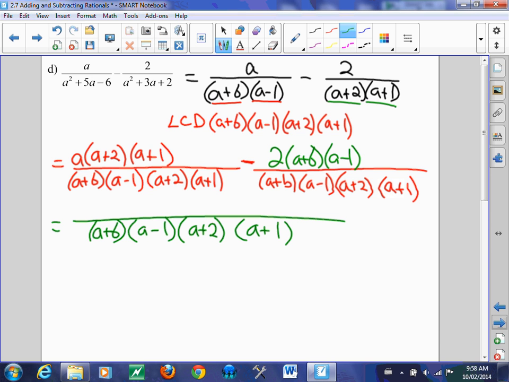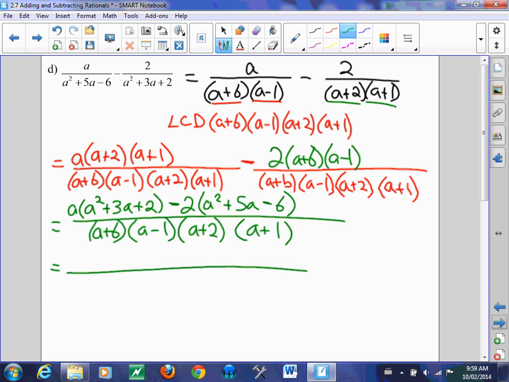All right, let's do some FOIL first. So we're going to have a squared, and then we've got plus a plus 2a, which is going to be plus 3a, plus 2, subtract 2 times, let's FOIL the second part out. It's going to be a squared minus a plus 6a is plus 5a. Minus 6. Okay, distributive law.